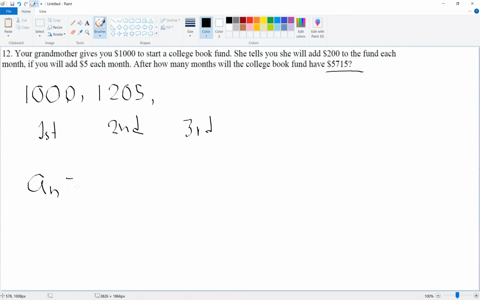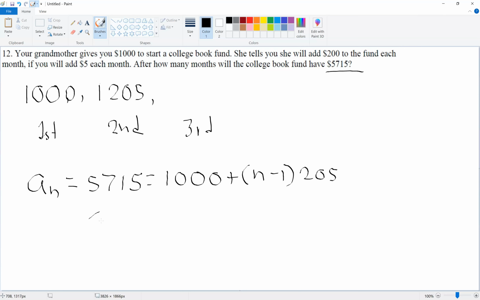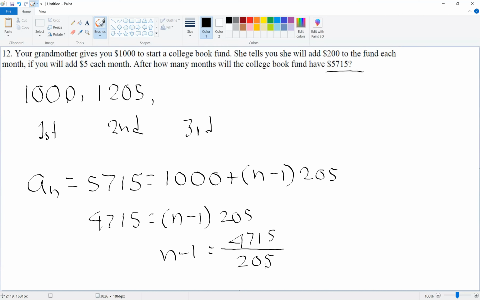5,715. So you would use the formula, plus 205. Then you'd bring the 1,000 to the other side, so then it'd be 4,715. And then you would divide by 205 on each side. So n minus 1 would equal 23. Then you would add 1 on each side, so n equals 24. So it would take 24 months.